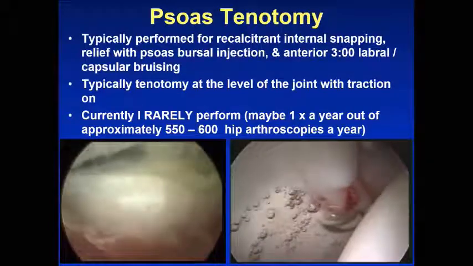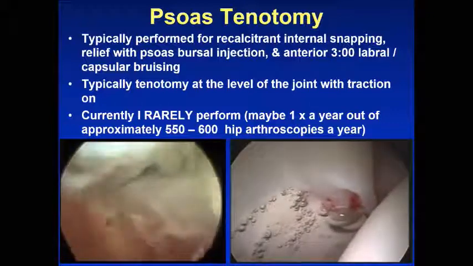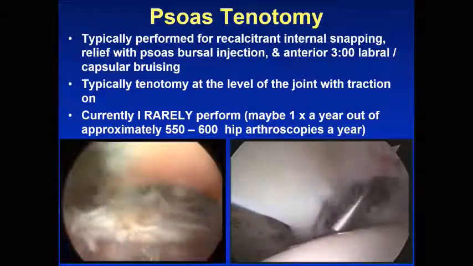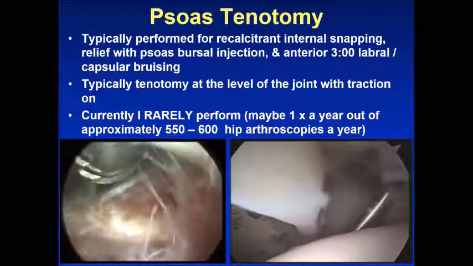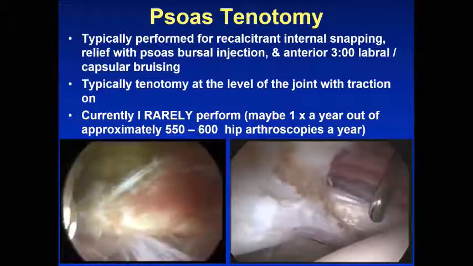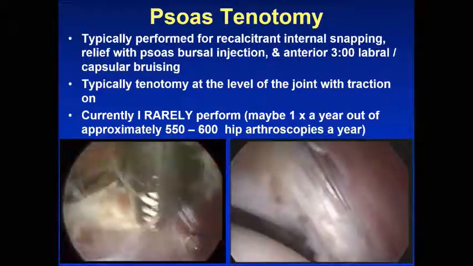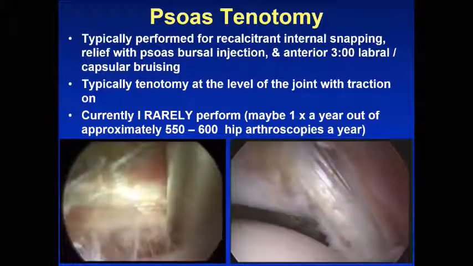So psoas tenotomies can be performed at the level of the lesser trochanter or more frequently now in the central compartment. So the bottom left is being performed at the lesser trochanter, and the bottom right is being performed at the central compartment.